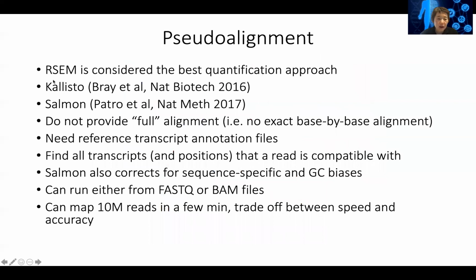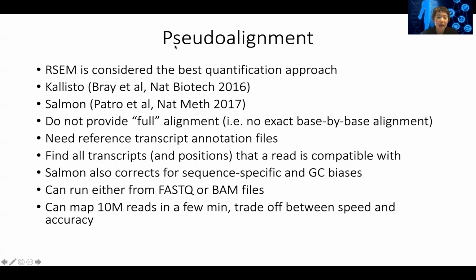So as we mentioned, RSEM is currently considered the most accurate, best quantification approach, but this runs quite slowly. You can either start from the raw FASTQ file or the BAM file, but that would mean you have to start running STAR and then RSEM to get the quantification. This is both CPU and memory intensive.